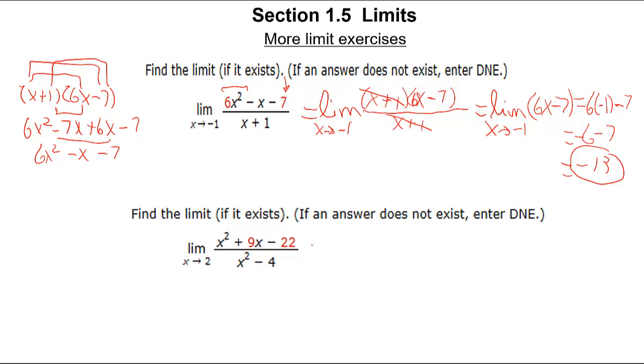Okay, how about this one? Again, the same idea. I'm going to try, when I see this rational expression, I'm going to try my factor and cancel technique. Well, down bottom, I've got the difference of two squares. I easily can see that. So I know that I can factor the denominator as x plus 2 times x minus 2.